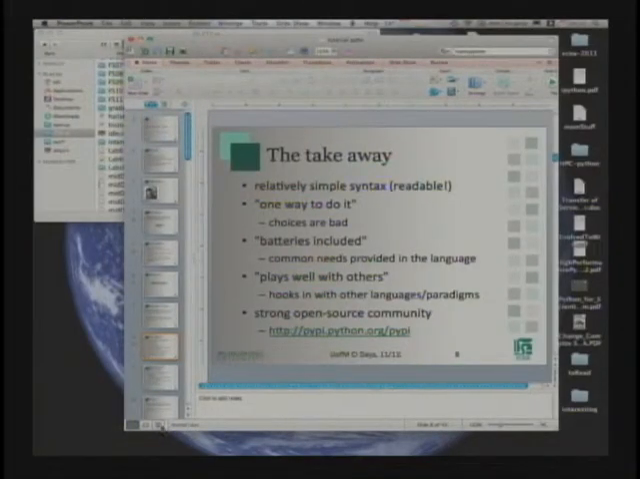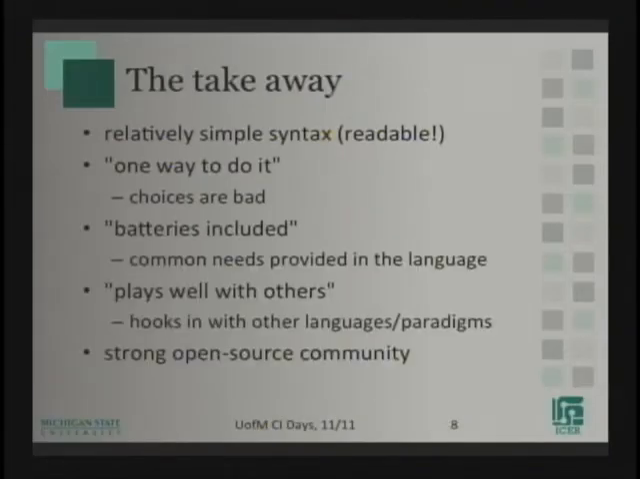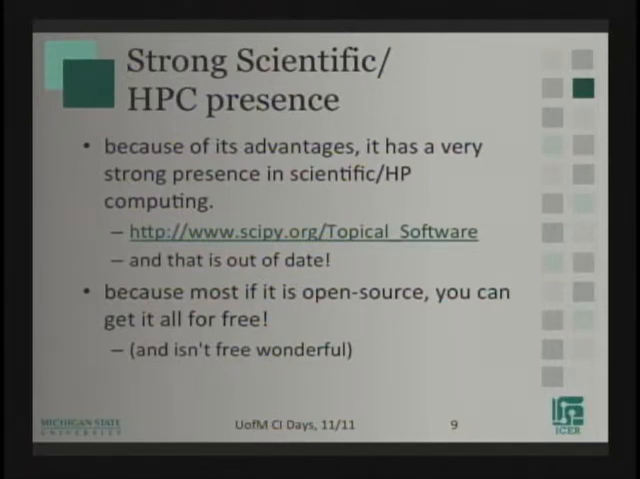Okay, let's keep going here. I did that already. It also, as it turns out, has a pretty strong scientific presence, high-performance computing presence. I'll show you another web page that lists the topical software page, which is the high-performance computing stuff that's out there. The page that I will show you in a second is pretty out of date because it's hard to stay up with this. One of the fastest growing areas in the Python stuff, the high-performance computing stuff, is one of the ones that's growing the most quickly.